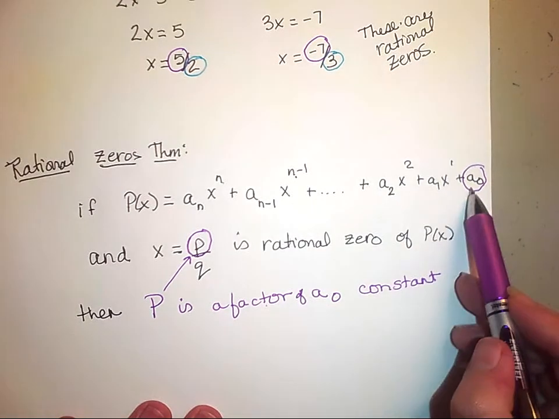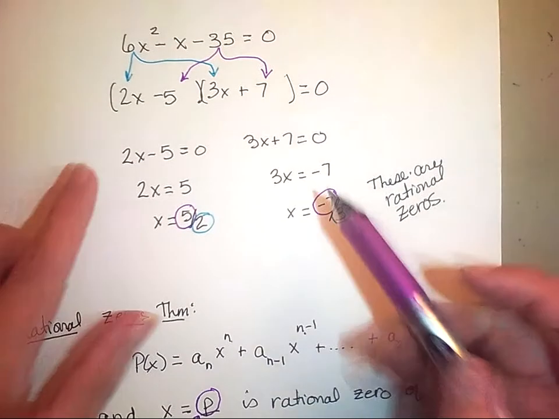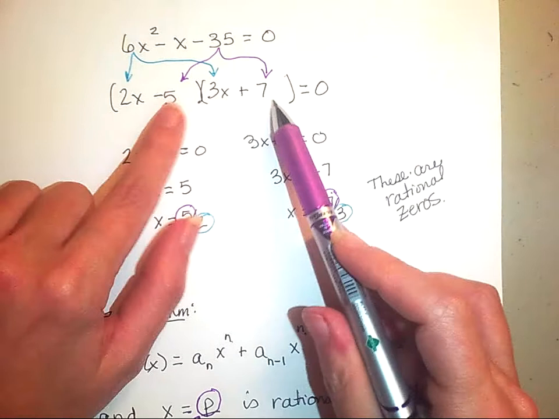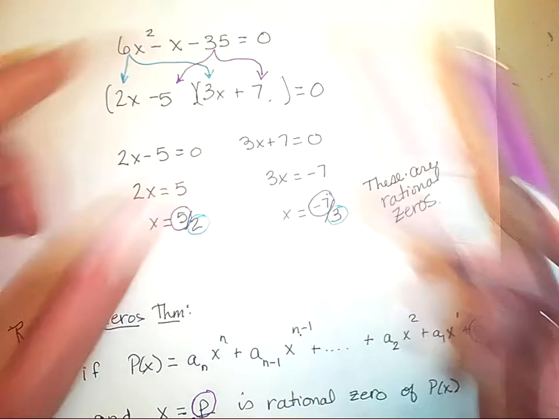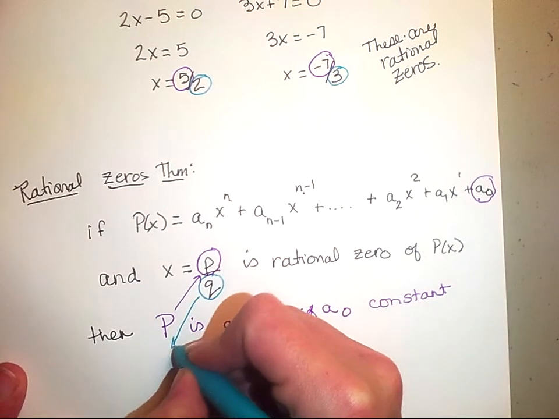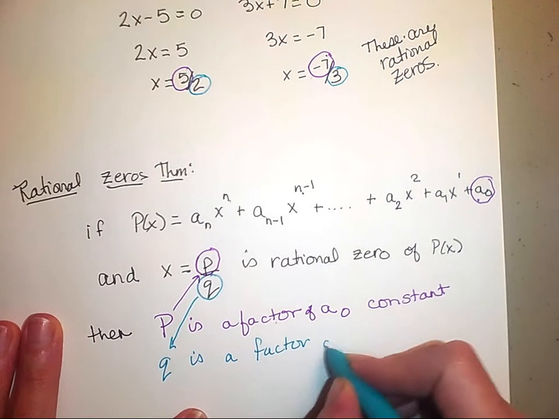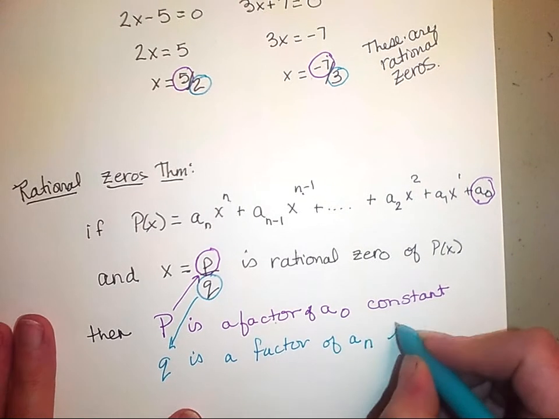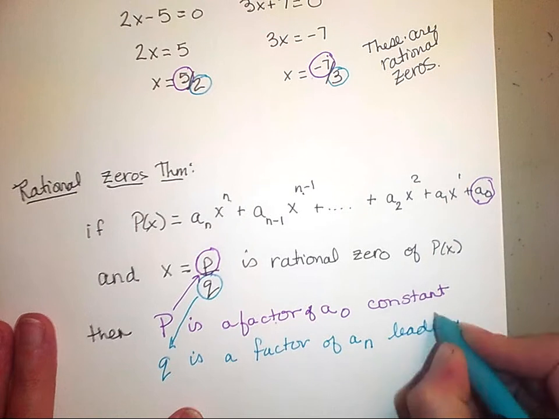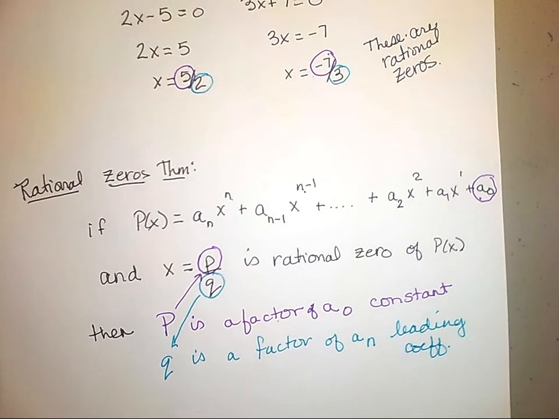That happened up top here. That's what I was showing. Our numerators here were the factors of 35. On the other hand, the q that we're talking about here, the denominator, q is a factor of a sub n, so the leading coefficient. Okay, so what does that mean? Let's look at an example so we can see.